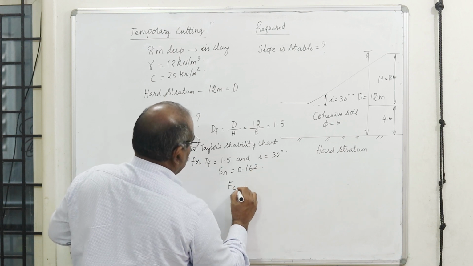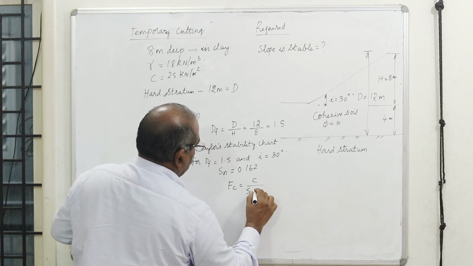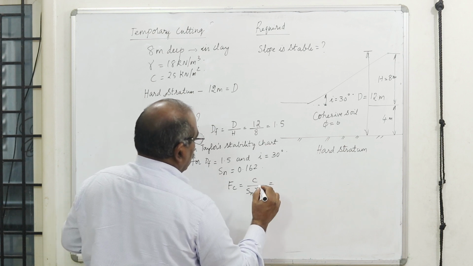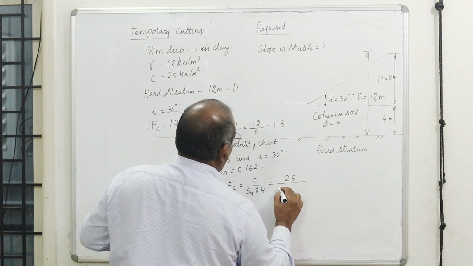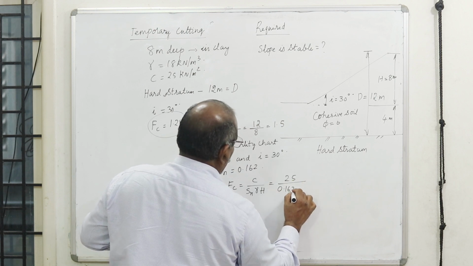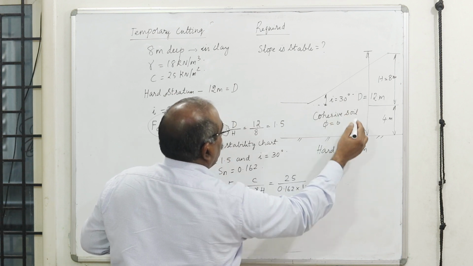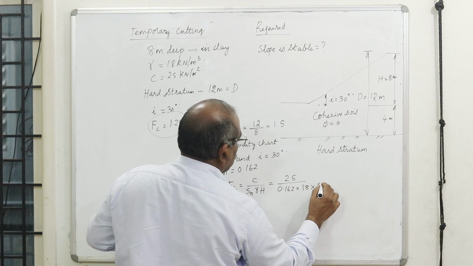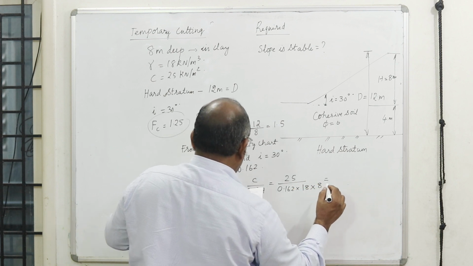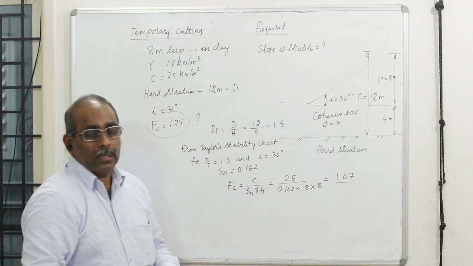Therefore, when I use this and evaluate my c values, evaluate my factor of safety with respect to cohesion, I will come to know whether my slope is stable. See, here you don't have any water table, therefore whatever unit weight has been given, you have to take that value. This is 18 and I get a factor of safety of 1.07. Oh my god, it's very near to 1.